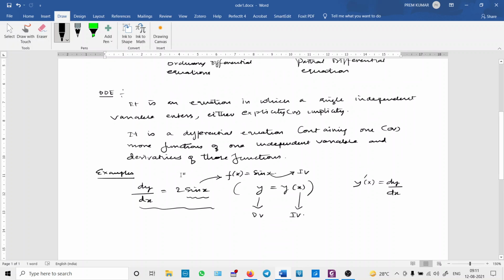You can see it's an equation in which a single independent variable enters. This contains only a single independent variable x, either explicitly or implicitly. What does the other definition say? It contains one or more functions of the one independent variable. Here we contain only one function of the independent variable x and the derivative of those functions. The derivative of this function, which is unknown, that is y. Actually this is the differential equation. We are going to solve this differential equation. Solve means we are going to find this unknown function which is a function of the independent variable, y equals f of x, sorry, y of x. Well, various methods are available for different differential equations. So this is a simple example.